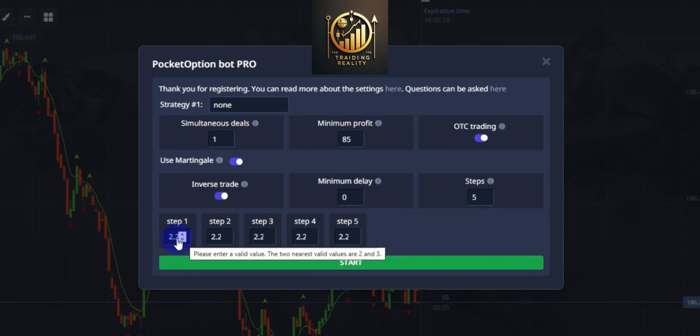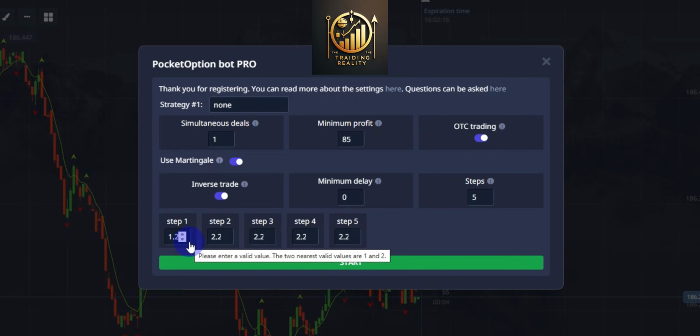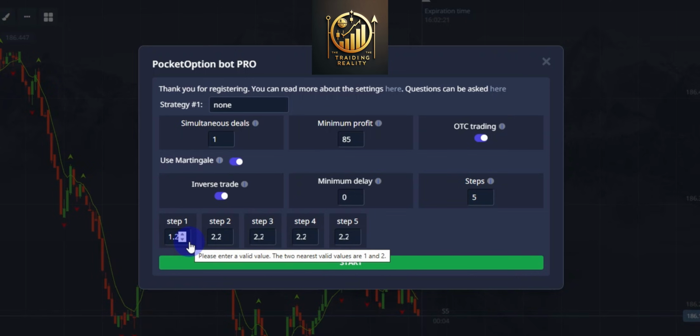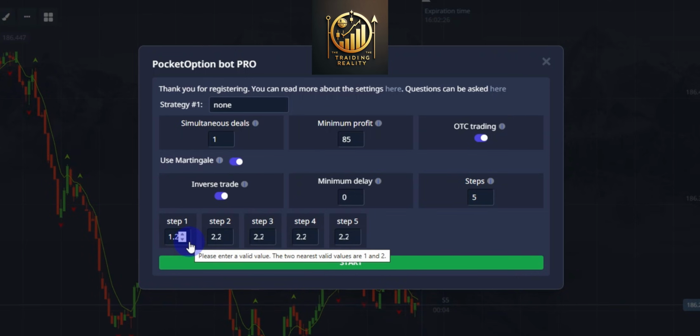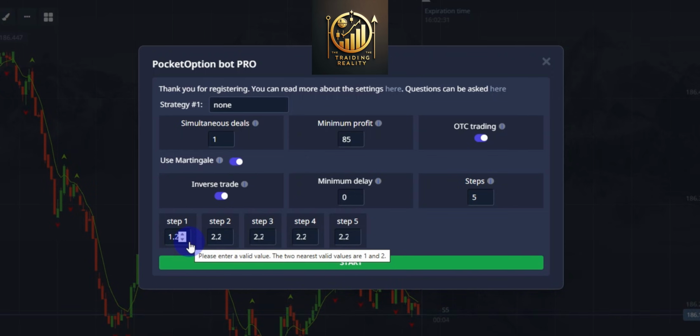For this setup, a recommended starting balance is between $50 and $60. This helps provide enough capital to support the Martingale sequence while managing risk more effectively. As always, I strongly recommend testing any strategy on a demo account before using real money.